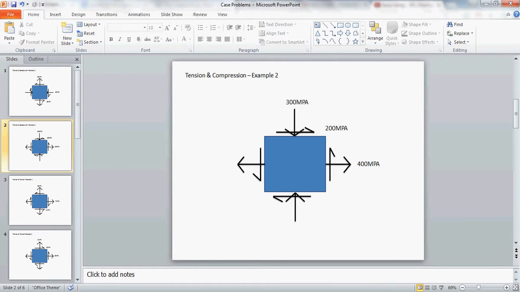Hello, this is another Mohr's circle example. This one, tension and compression, example number 2. On the vertical surface we have 400 megapascals in tension. The horizontal surface we have 300 megapascals in compression, and then a shear of 200 megapascals.